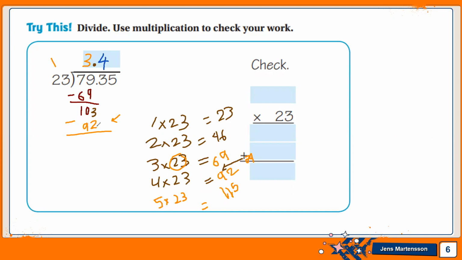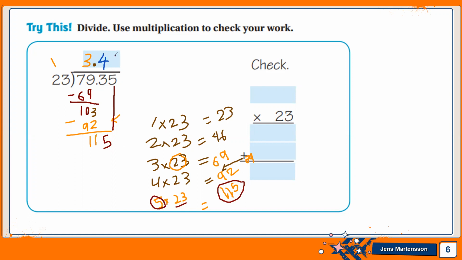3 minus 2, 1. And 10 minus 9, 1. Bravo. Then next. What do you have to do next? Put the 5 down. Yalla. Now 115 over 23. Bravo. Now what did Muna do? She said that 115, it is a 23 multiplied by 5.